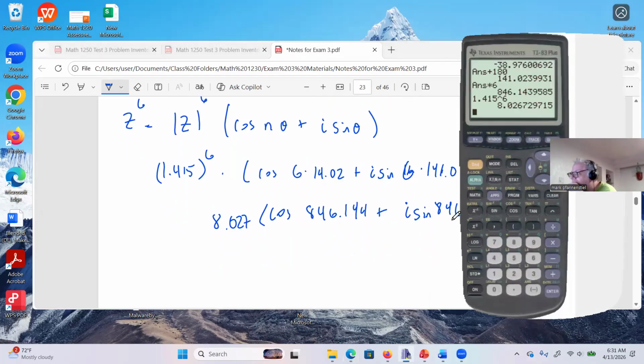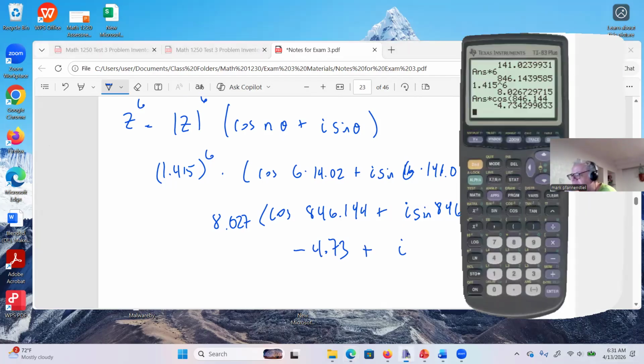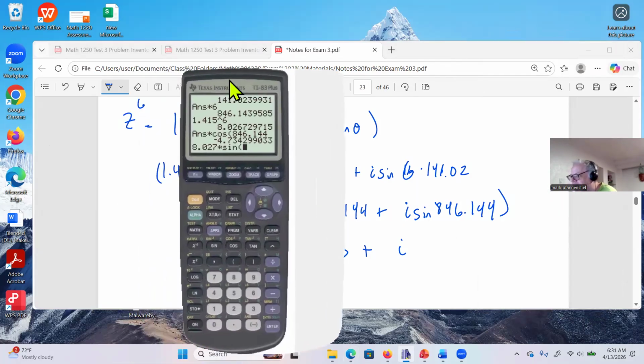Okay. So we have 8.027 times cosine of, so the calculator already knows. It doesn't have to worry about the actual angles. We'll just go ahead and do that. And we'll say, okay, that's negative 4.73. So negative 4.73 plus i, and then we have to go through and multiply this out again. Okay, so that's going to be, what is this? 8.027 times sine. Don't worry about putting the i in there. We'll put it in writing. We won't want the calculator to do that.